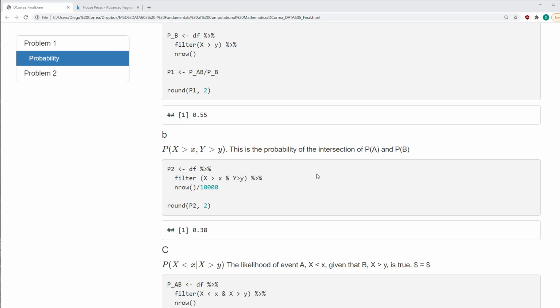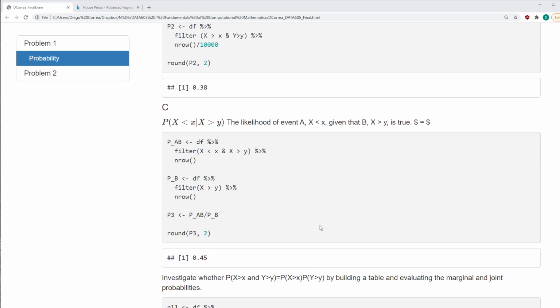Question B. Probability of x being greater than the median of x and y is greater than the first quartile of y. This is the probability of the intersection of A and B. To get the answer, I filter the random variable x being greater than the median of x, and y is greater than the first quartile of y. And I divide the number of rows by 10,000, which is our number of observations, and I round that number to 2 decimal places, which is 0.38.